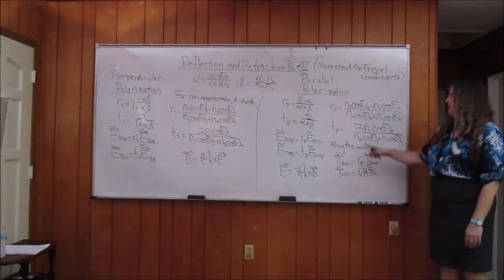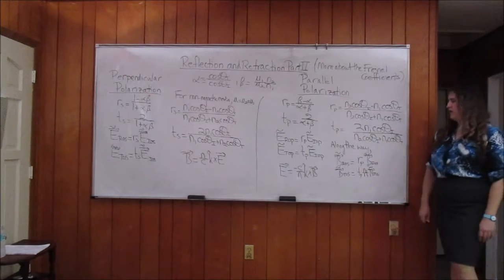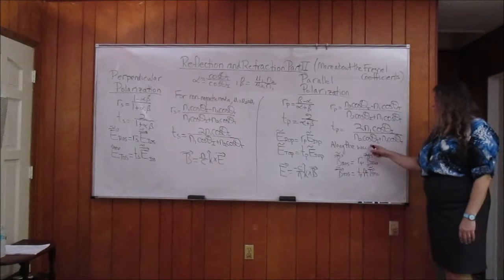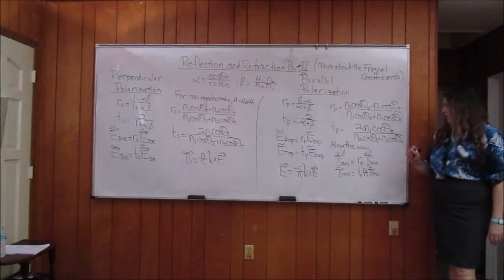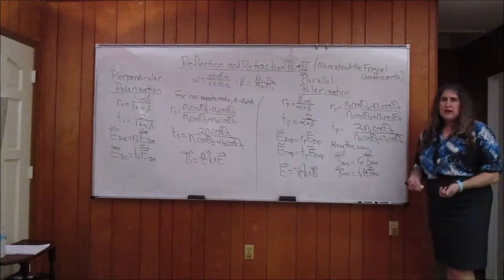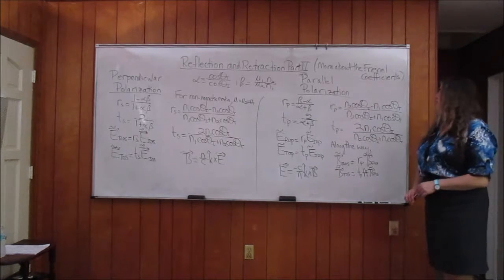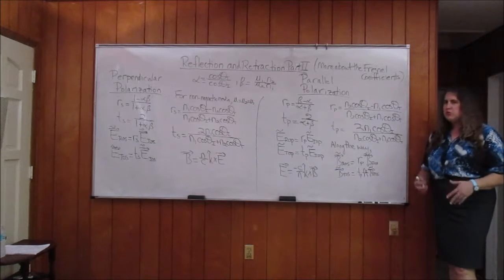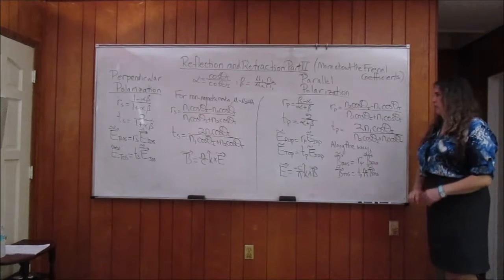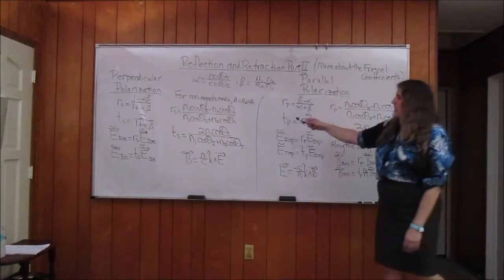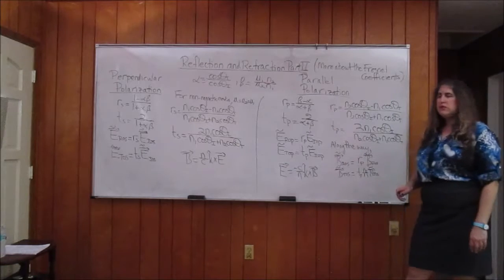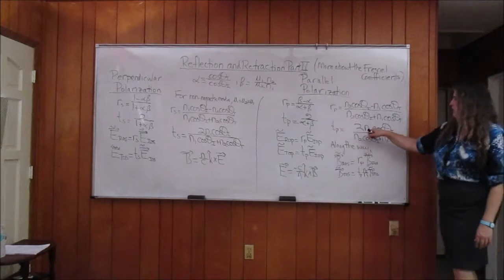Coefficient of transmission in this case is 2n1 cosine theta I, all over n2 cosine theta I plus n1 cosine theta t. Again, theta I represents the angle of incidence, and theta t represents the angle of transmission or refraction, if you prefer. So these expressions are the same if you flip around the n1s and n2s, with the exception in the numerator down here.